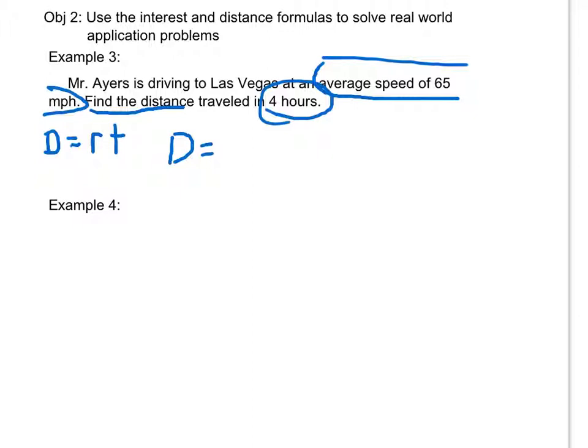So rate is usually going to be some sort of speed. Okay? In this case, we've got 65 miles per hour, times our time, and our time is 4 hours. Okay? Now we're just going to take those things and multiply them together to find our distance. Distance is 65 times 4. Well, 65 times 4, that is 260.